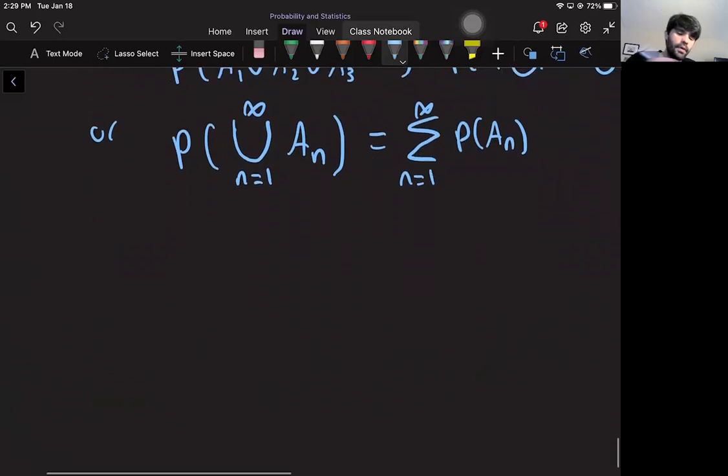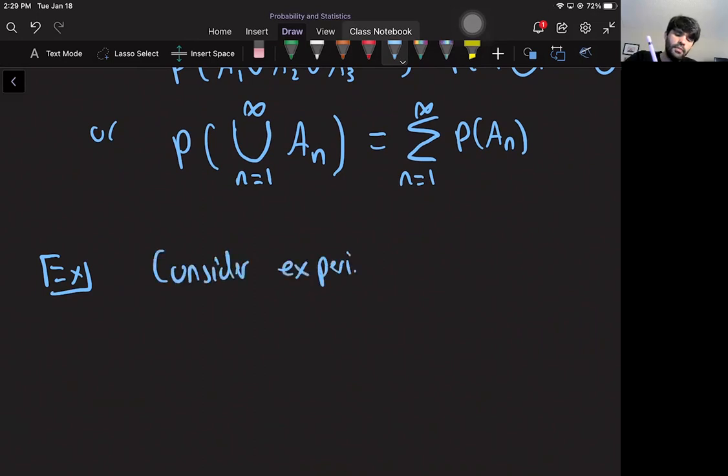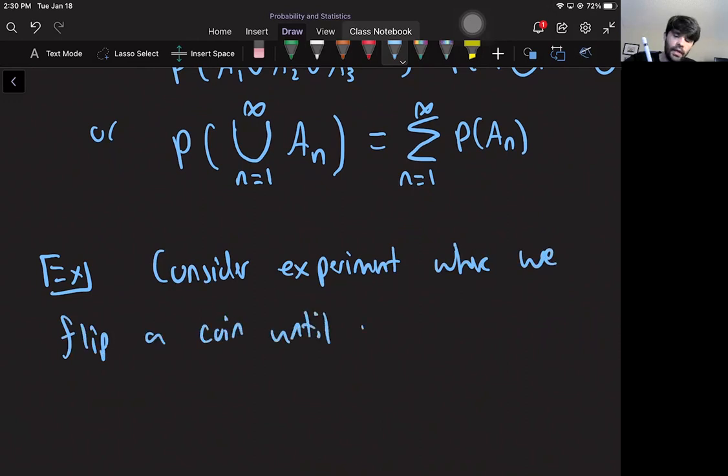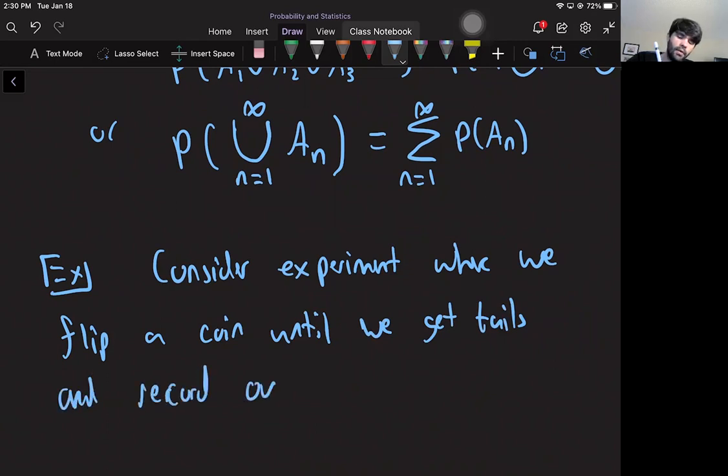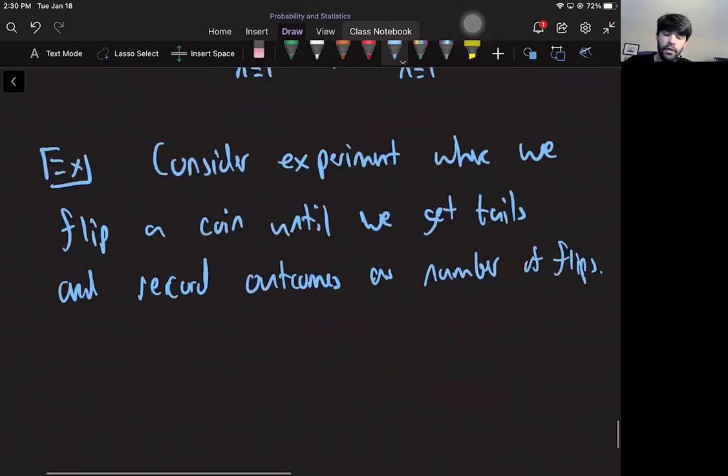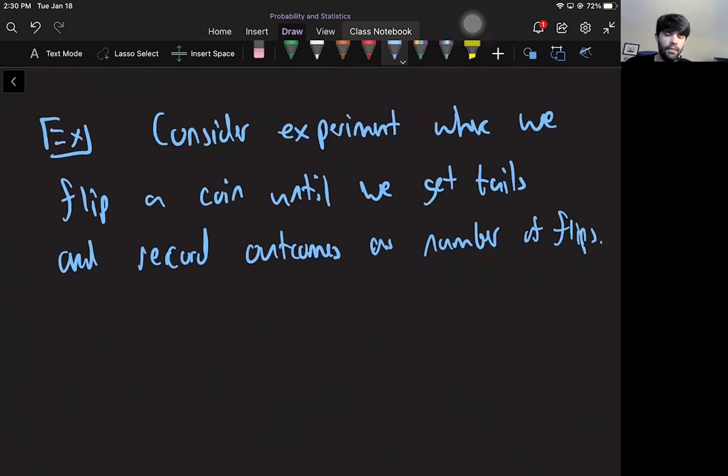Okay, so let's do an example of a probability function with a nice infinite sample space. So let's consider an experiment where we flip a coin until we get tails. And then we'll record the outcomes as the number of flips until you got the tails, basically, right? So if it took me 3 tries to get tails, then I record a 3. If it took me 10 tries to get my first tails, then I record a 10.